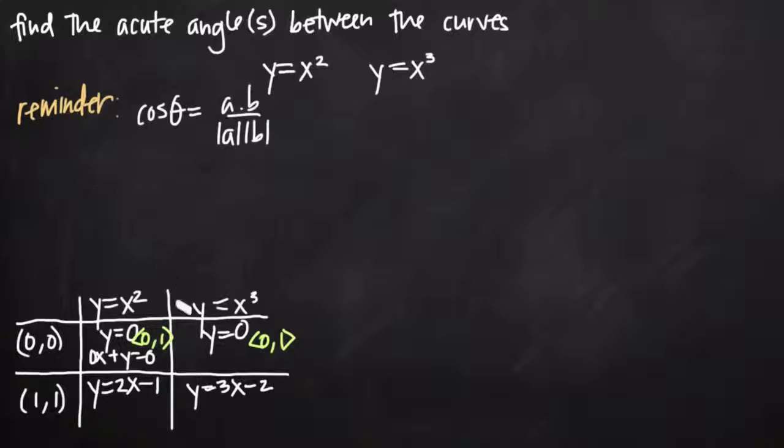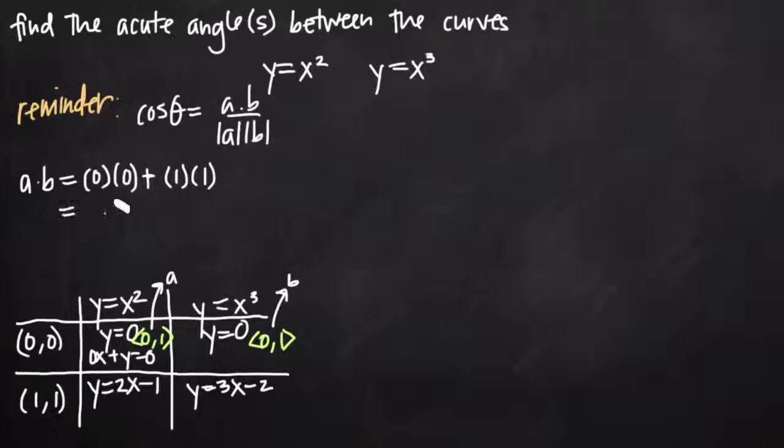My dot product, remember, if we call this vector A and we call this vector B, the dot product of A and B is going to be equal to the sum of the product of each of our components. So we say the x component of A, which is 0, times the x component of B, which is 0. So we say 0 times 0. And we add to that the product of our y components. Both of those are 1, so we say 1 times 1. Our dot product then is 0 plus 1, or just 1.